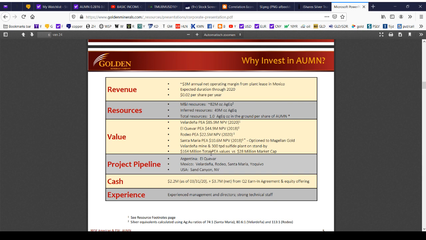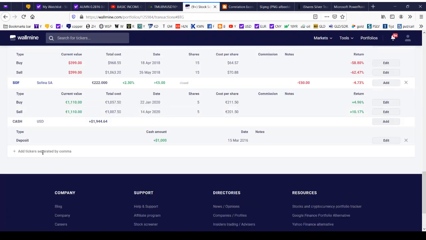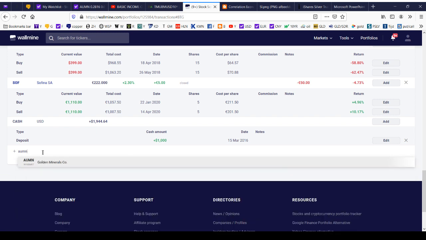Okay. Also, good to know is that this is a silver company, so we're looking at silver equivalents here. They have a lot of silver. They have 80 plus 50, 130 million of silver equivalent ounces. So this is a pretty big resource. So you have a lot of resources, you have good projects. We are going to buy this. Golden Minerals.